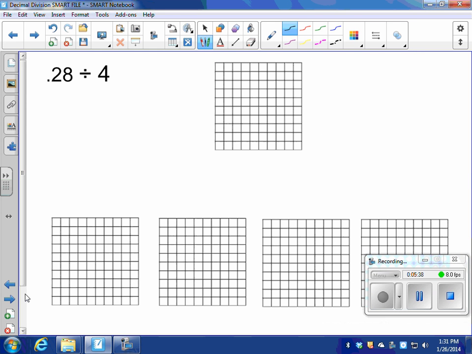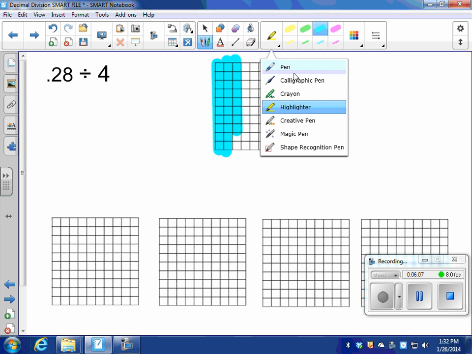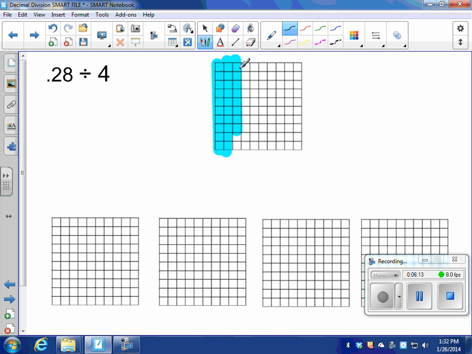Okay, go ahead and try this one. Press pause, and then press play when you're ready. So here I'll go ahead and highlight 28 hundredths. So 1, 2, there's 20, and then 1, 2, 3, 4, 5, 6, 7, 8. So there I have 28 hundredths shaded in. If I know I have 28 and I'm dividing it by 4, I know that I need 7 hundredths in each group.